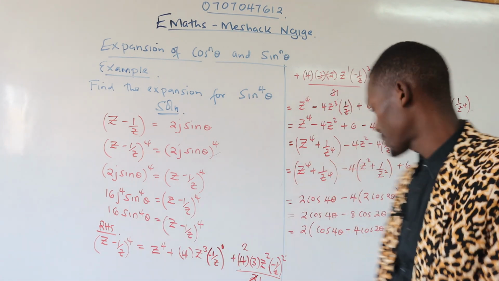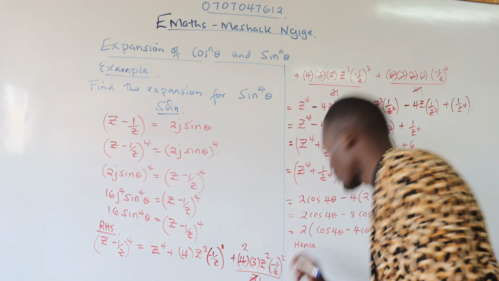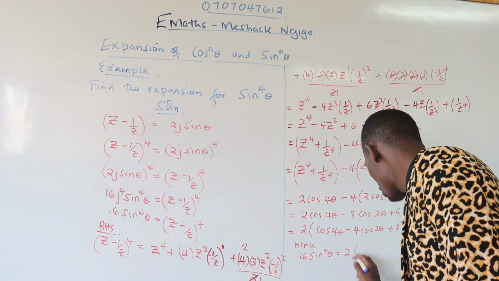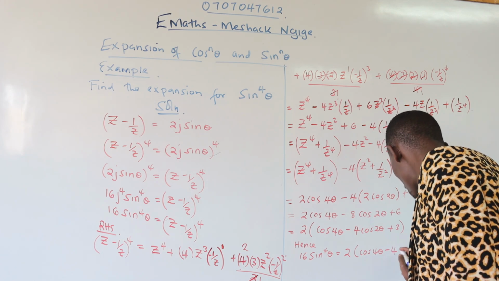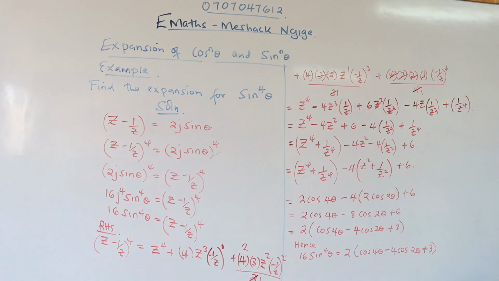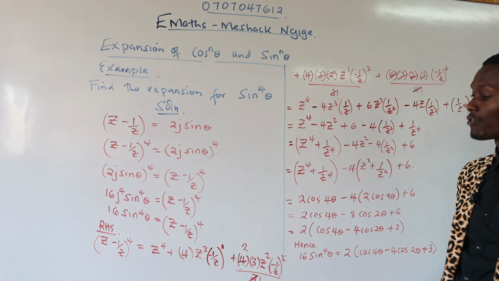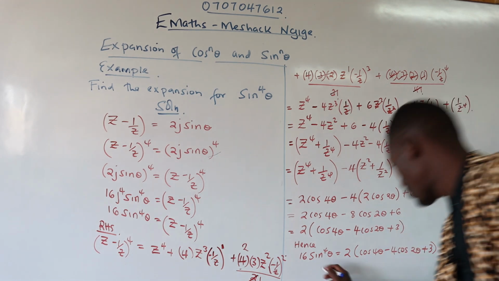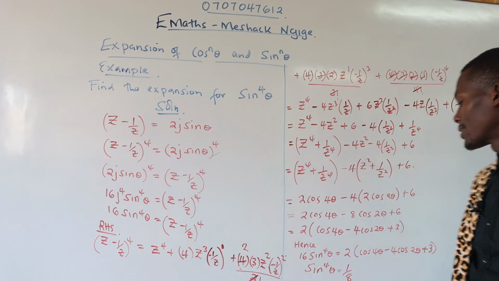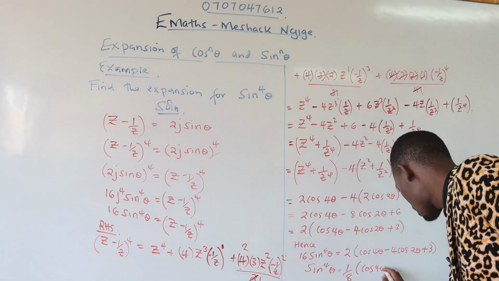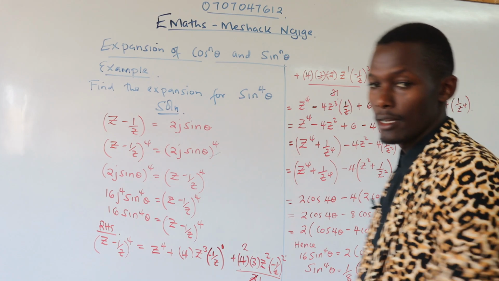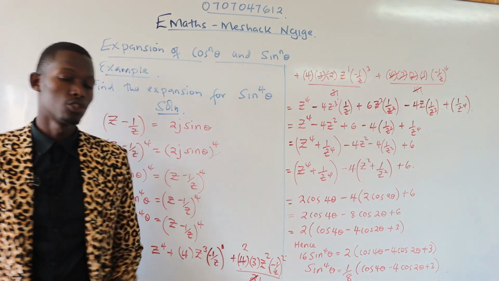Now we compare the right hand side and the left hand side. So we had this term here on the left hand side. So hence, 16 sine to power 4 theta equals 2 cos of 4 theta minus 4 cos of 2 theta plus 3. Then divide all sides, because we want the sine to power 4 theta. So we divide all through by 16. So therefore we shall remain with sine to power 4 theta equals 1 over 8, because we divide all through by 16, into bracket cos of 4 theta minus 4 cos of 2 theta, then plus 3. And therefore that gives you the expansion for sine to power 4 theta.